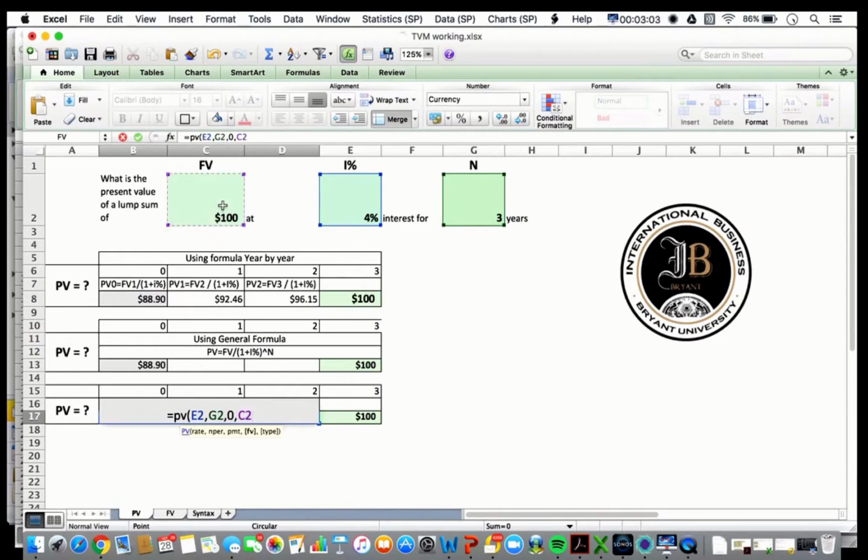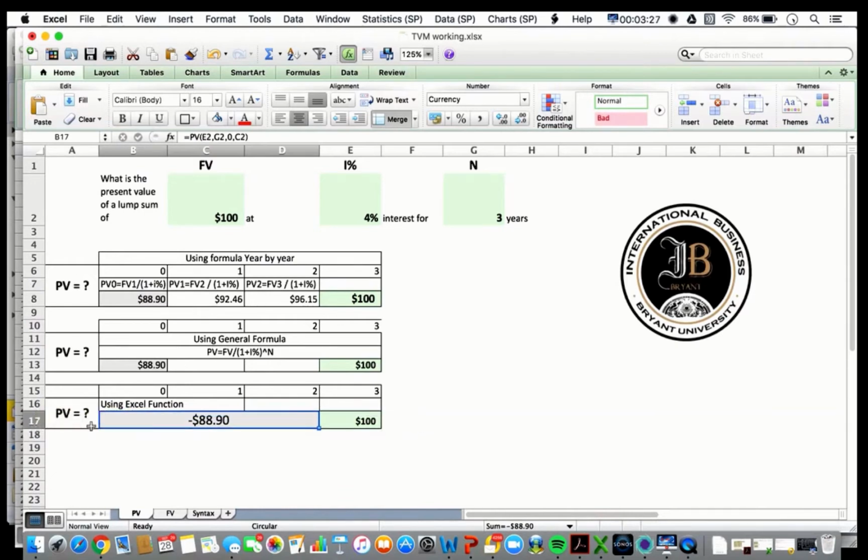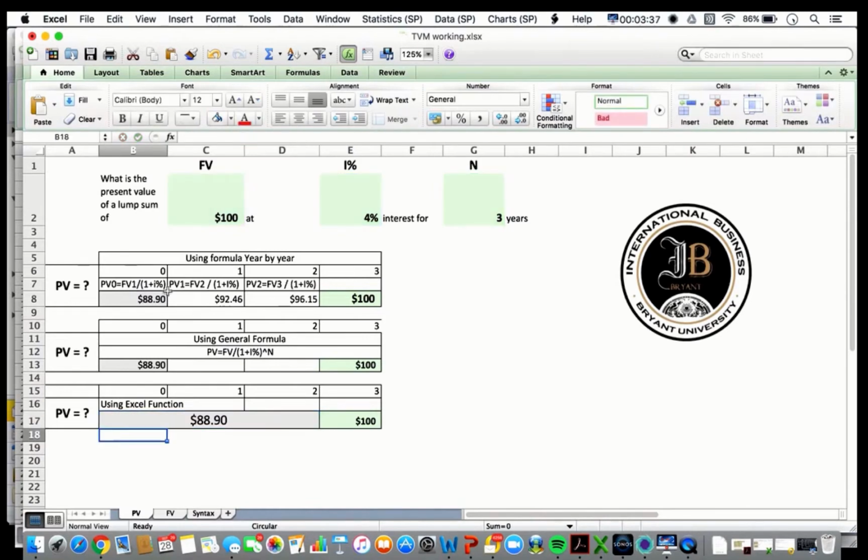The future value is this $100 that are expressed here. Again, I'm putting $100 positive here, so my answer is going to be a negative number, meaning that I need to put something down in order to get something in the future. All right, so I press enter and we get, boom, $88.90. And these are negative. If I wanted to make it positive, I would have to put a minus here, and that makes it positive.